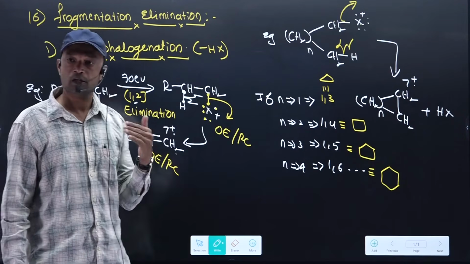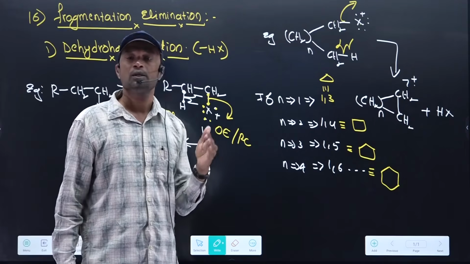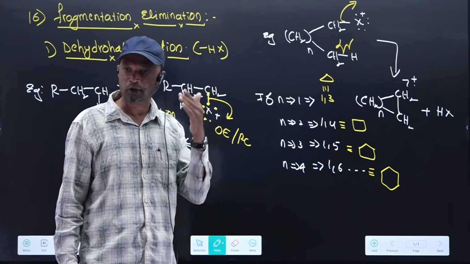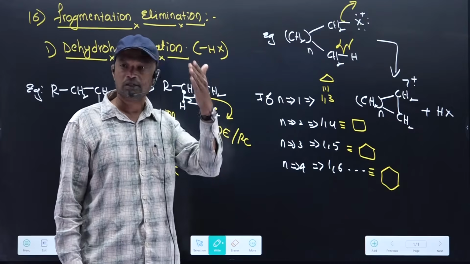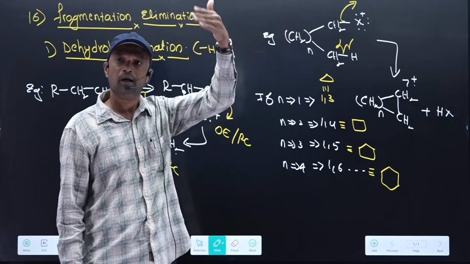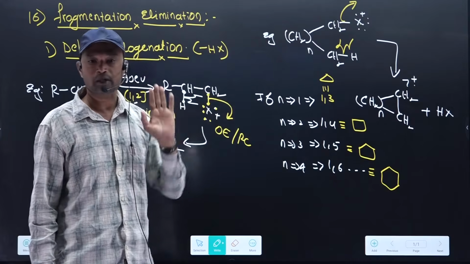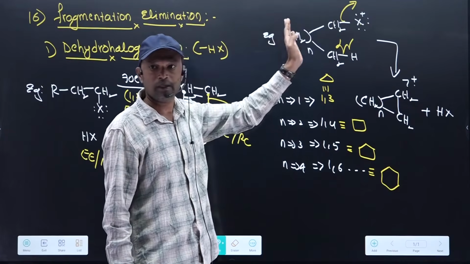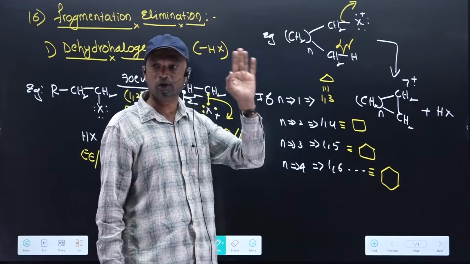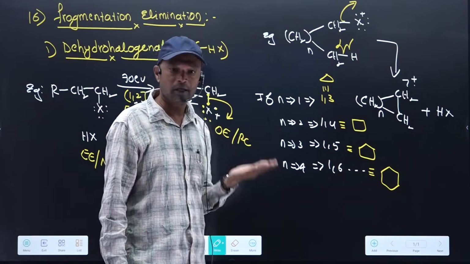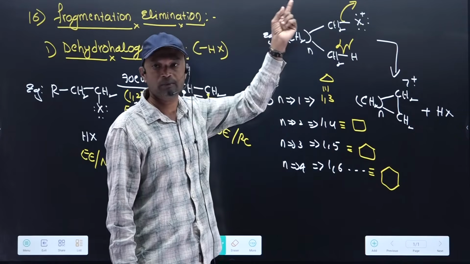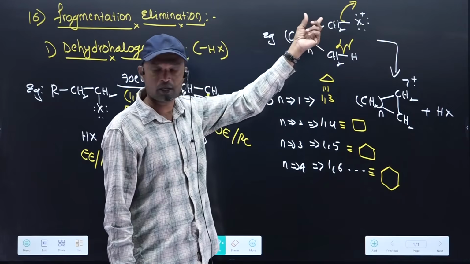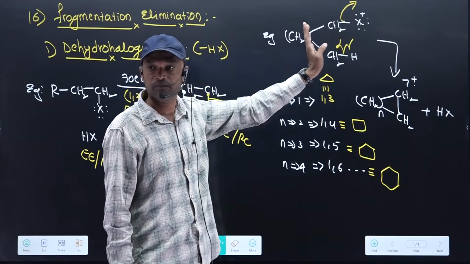Indirect McLafferty: initially the molecule does not have any unsaturation, but after homolysis at one particular place you will get unsaturation. With that unsaturated part and the gamma carbon hydrogen, a McLafferty rearrangement is possible. That is called indirect McLafferty. Clear? Direct McLafferty means there is a requirement of unsaturation. Indirect McLafferty means during the progress of fragmentation you will get an unsaturation, and that unsaturation is responsible for McLafferty.